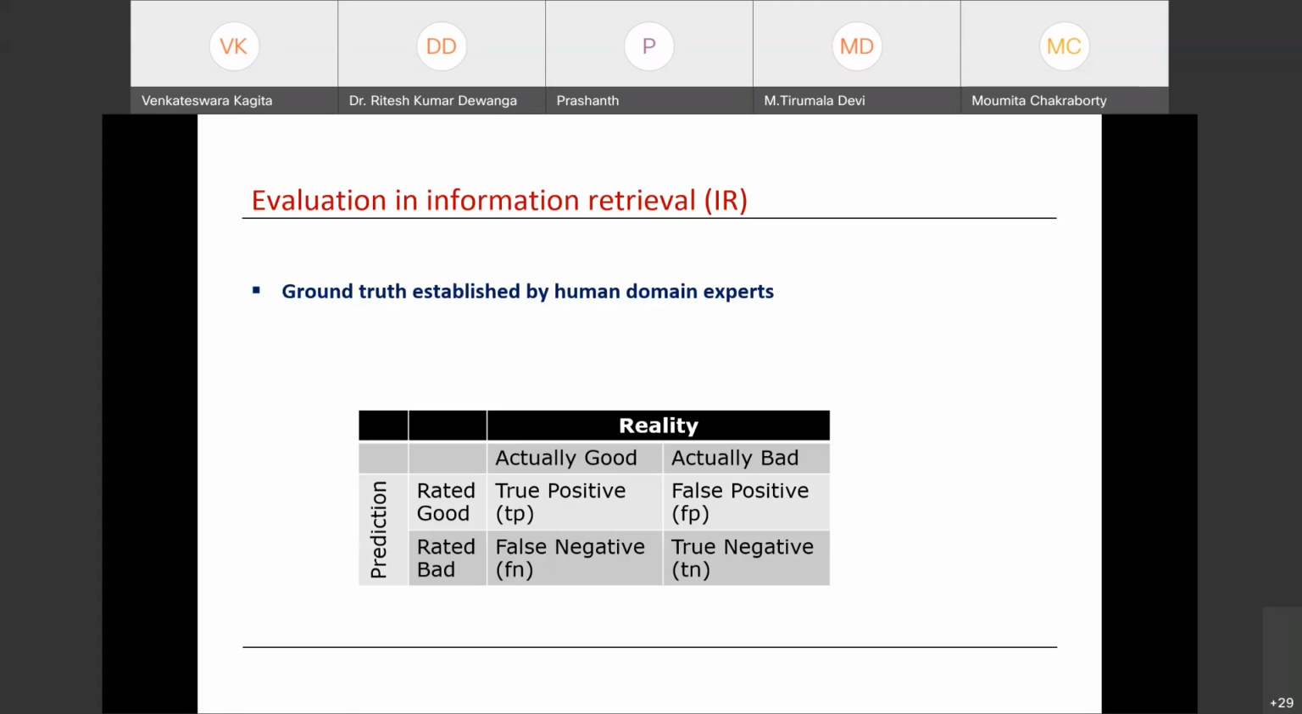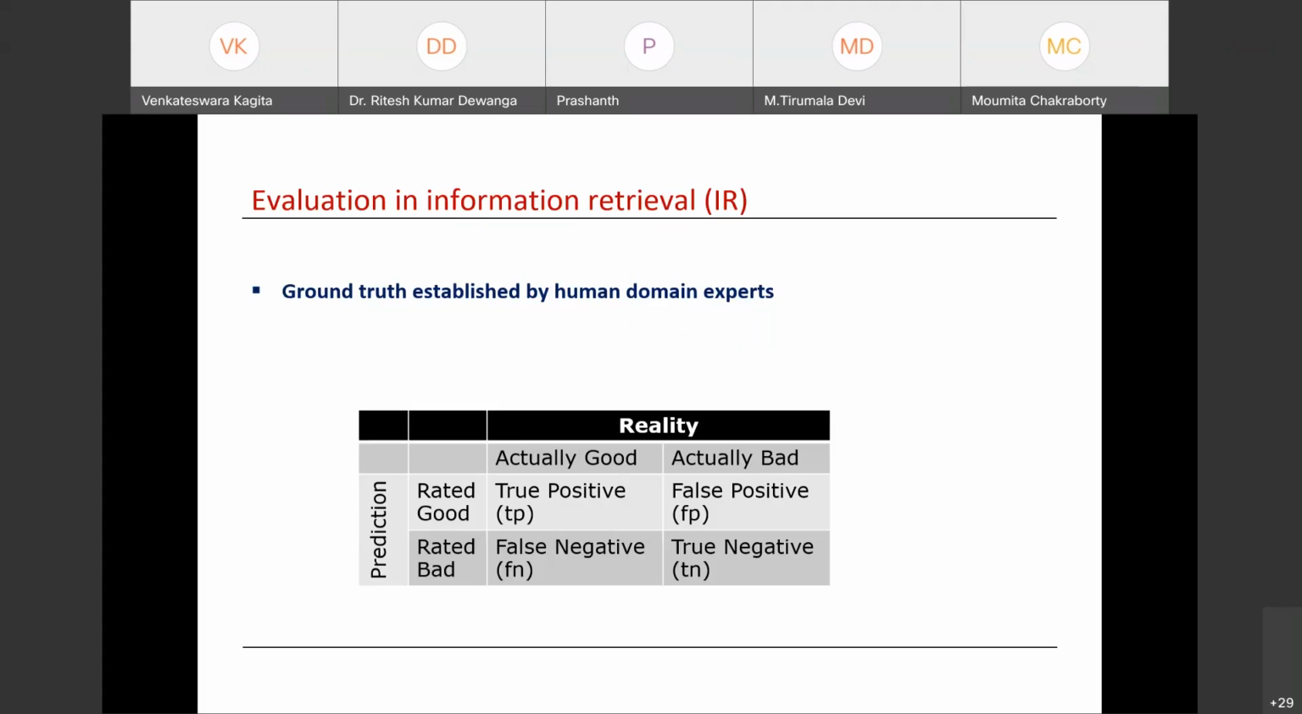And true negative is when actually it is bad and the prediction is also bad, then it is true negative, truly predicted as negative. True positive means truly predicted as positive, right? So these are the different values that we are getting, from which we can compute our evaluation measures.